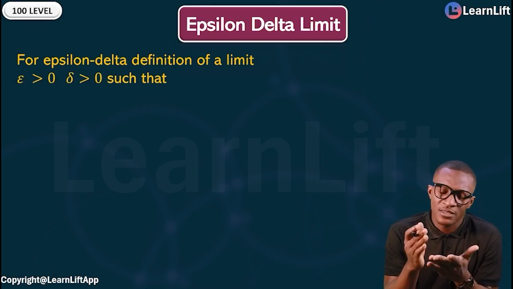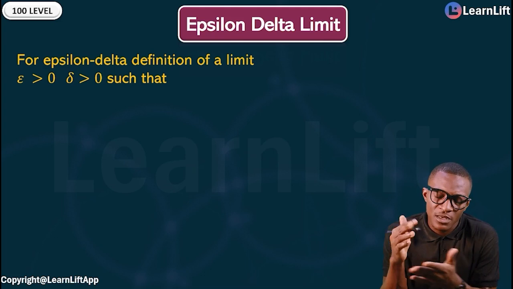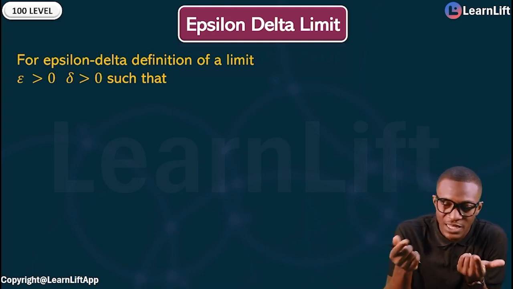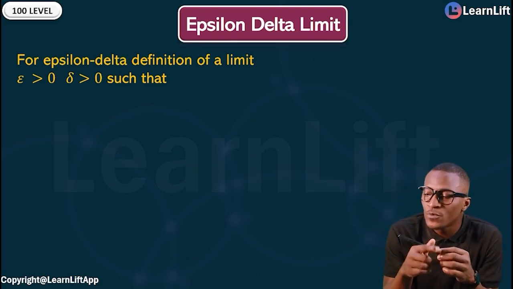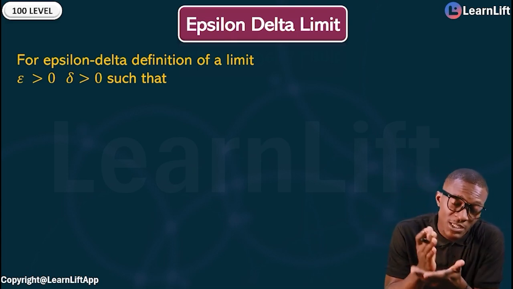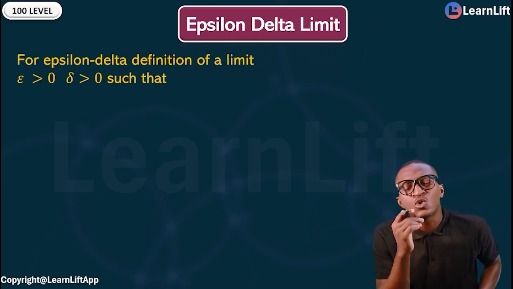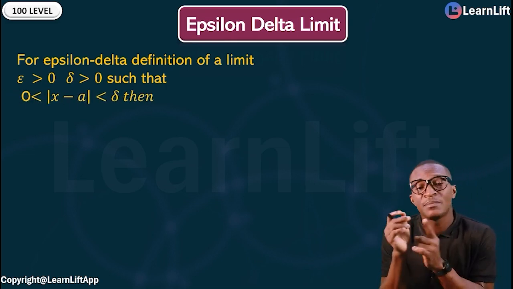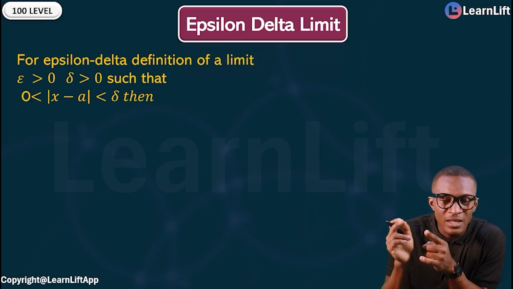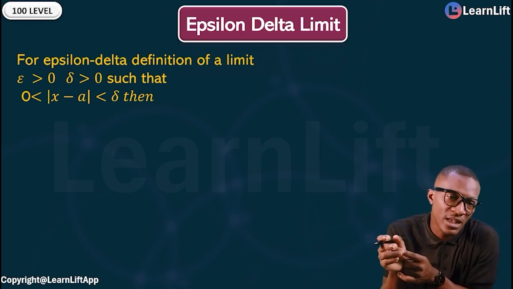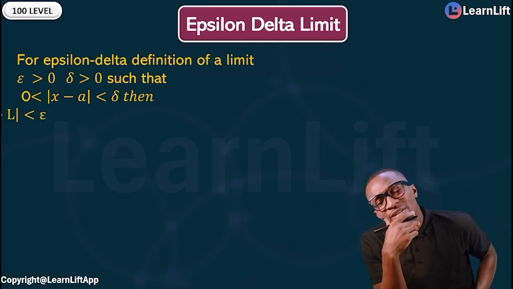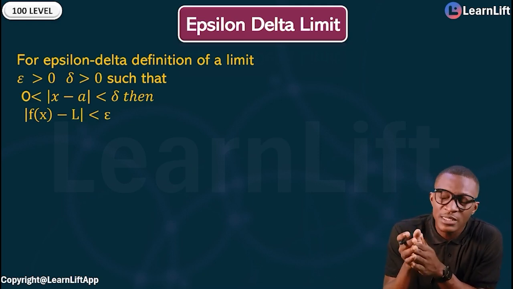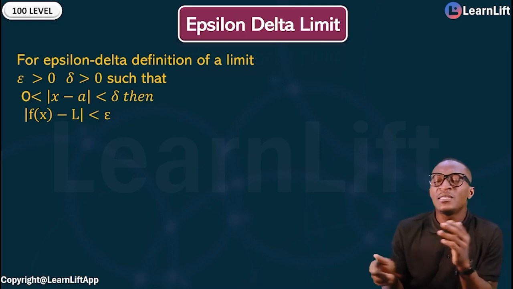For the epsilon delta definition of a limit, first of all, epsilon is greater than 0. Delta is greater than 0. That's the sign for epsilon, that's the sign for delta. Such that 0 is less than absolute x minus a, absolute less than your delta. Then absolute f of x minus L, absolute less than what? Epsilon.